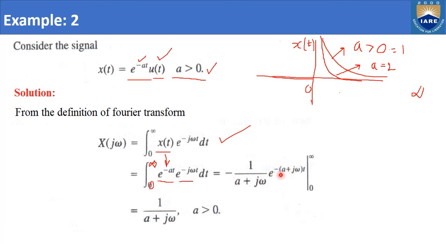So this is something like this. When I integrate this function, the constant is this. This is 1 by the constant, and this exponential function will remain the same. The limits are between 0 to infinity, and when I substitute these limits, it is easy to substitute, you can see that, and I get 1 by a plus j omega, where a is greater than 0. If this is the condition, then this is the Fourier transform of the given signal, a plus j omega. So it is basically a complex number. It is not a real number. That is what you have to see.